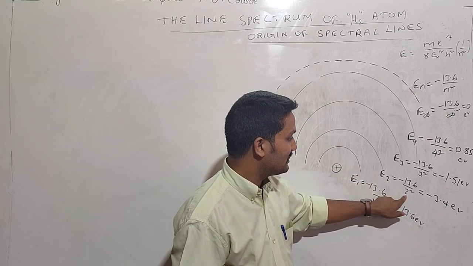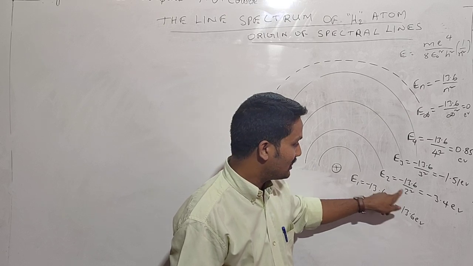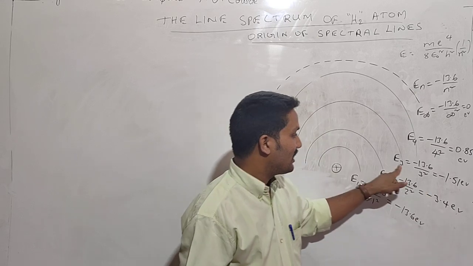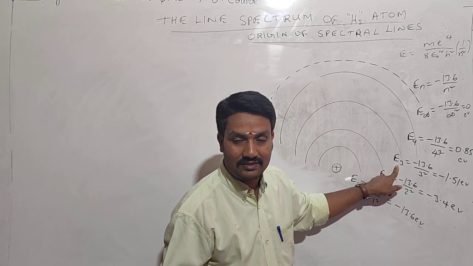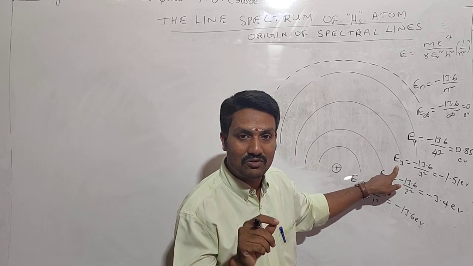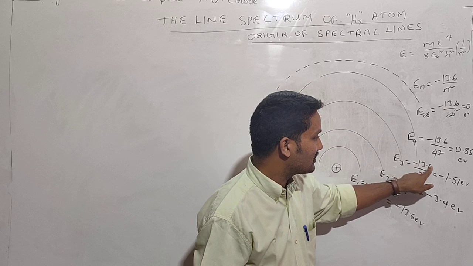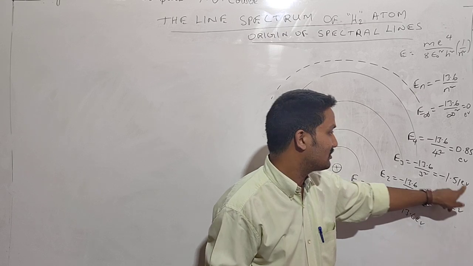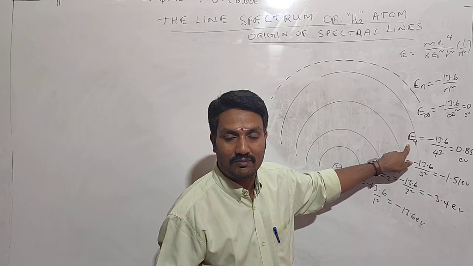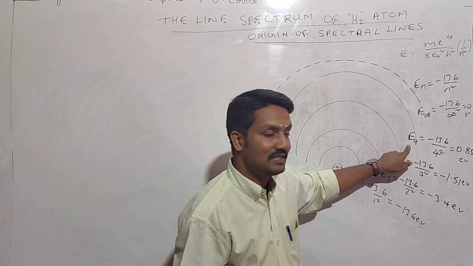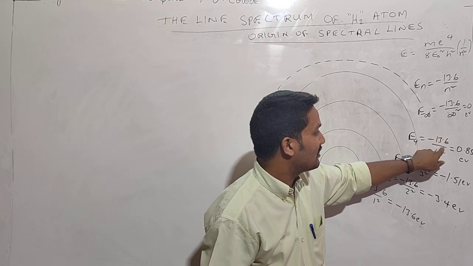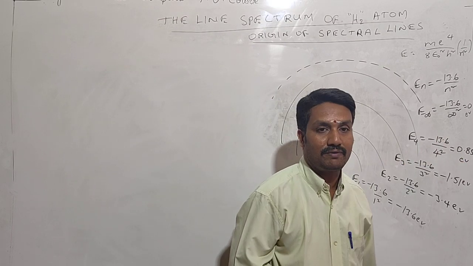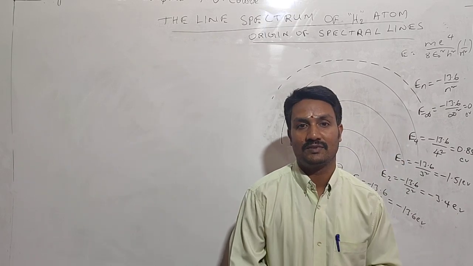Now substitute n value 2 for the second orbit, then we got E2 is equal to minus 3.4 electron volts. Similarly for the third orbit, the principal quantum number n is equal to 3, you have to substitute. Then how much do you get? Minus 13.6 divided by 3 square is equal to minus 1.51 electron volts. And similarly, if you want to determine the fourth energy state, it is minus 13.6 divided by 4 square. Then what we got? 0.85 electron volts, and so on.